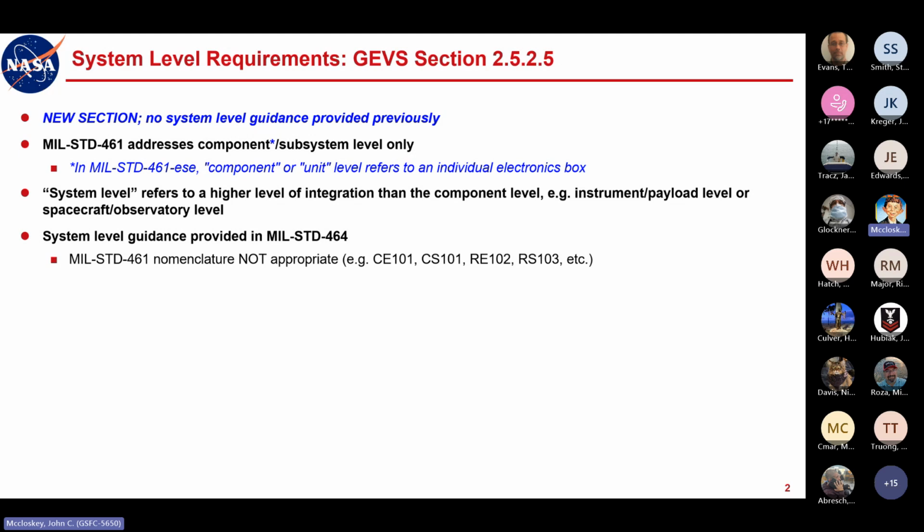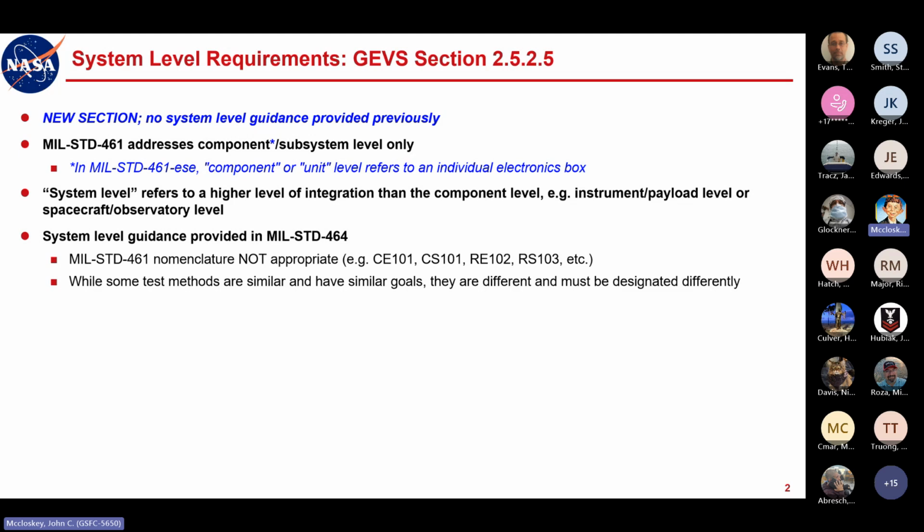But MIL Standard 461 nomenclature is not appropriate to use at system level. So any of the CE 101, CS 101, any of that nomenclature that we use for component level testing, do not use that for system level tests. It just creates confusion, and we want to minimize that. While some test methods are similar, the goals really are always the same, right? You're trying to ensure compatibility. So the goals really are identical, at least at a high level. And the test methods are similar, but they are different and they must be designated differently. Okay, it seems like a small point, but it's not.